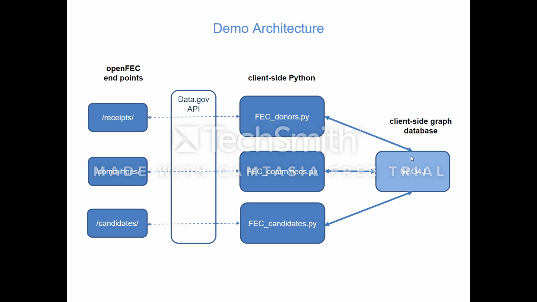The architecture for my demo involves accessing three of the OpenFEC endpoints. These are receipts, committees, and candidates. They use a single API key and a single kind of API interface framework that's provided by data.gov within their own kind of unique set of endpoints from other web services offered by data.gov. I access these endpoints using three client-side Python 3 scripts. This is FEC donors py, FEC committees py, and FEC candidates py. And these scripts query the endpoint and successively build the graph in Neo4j.